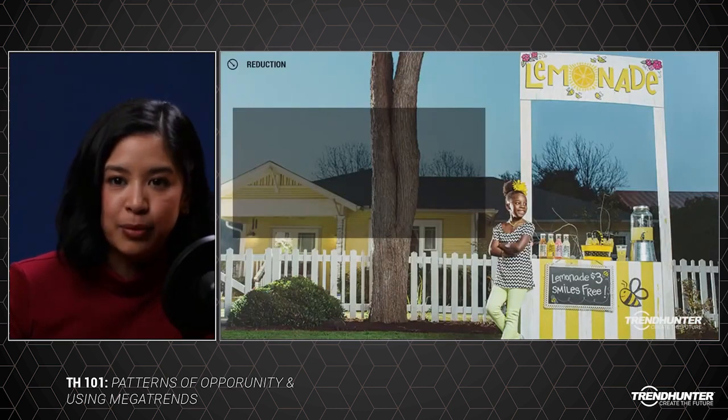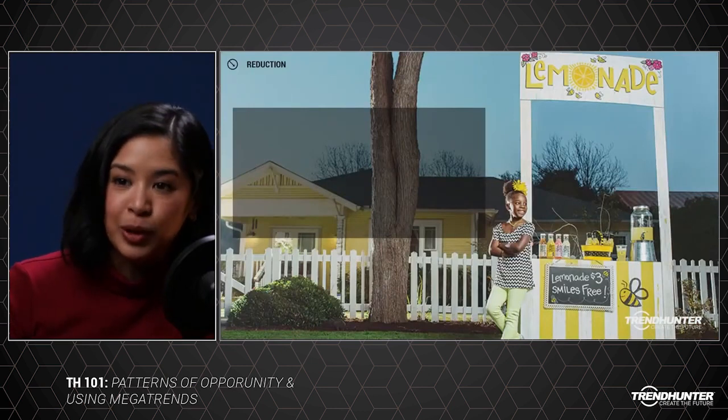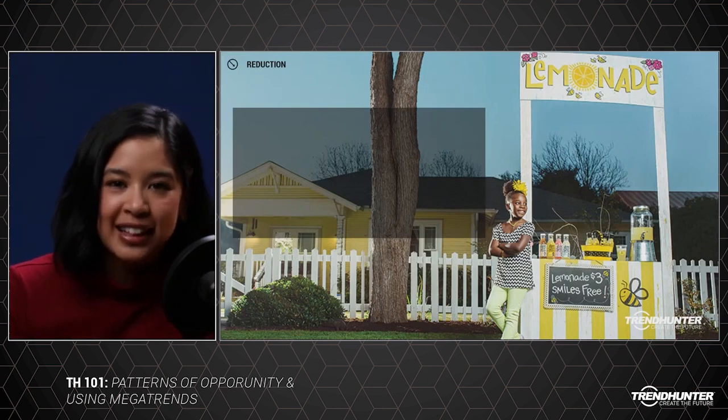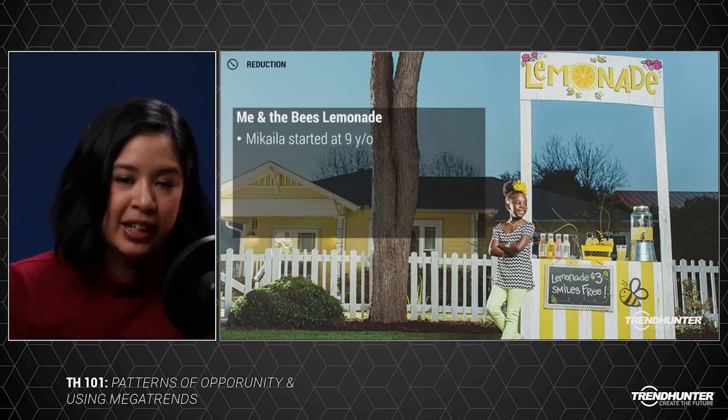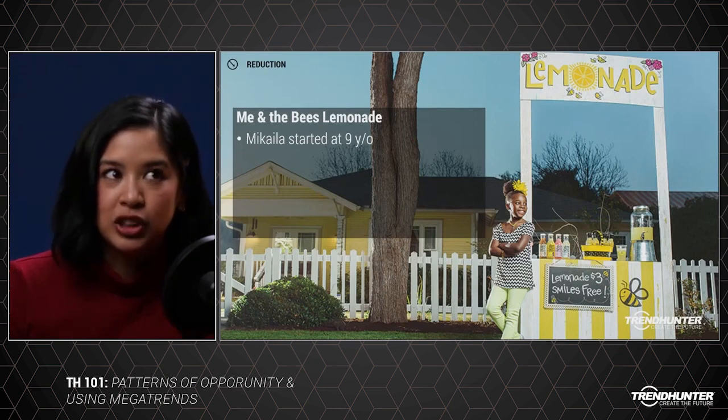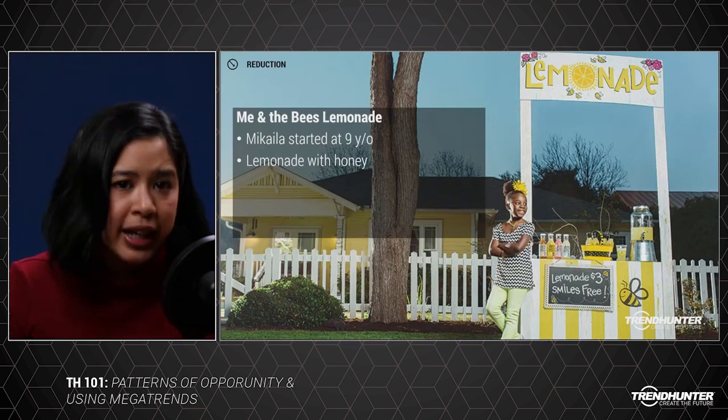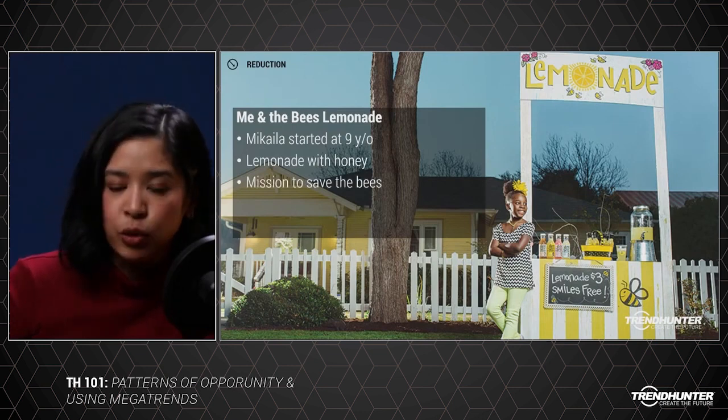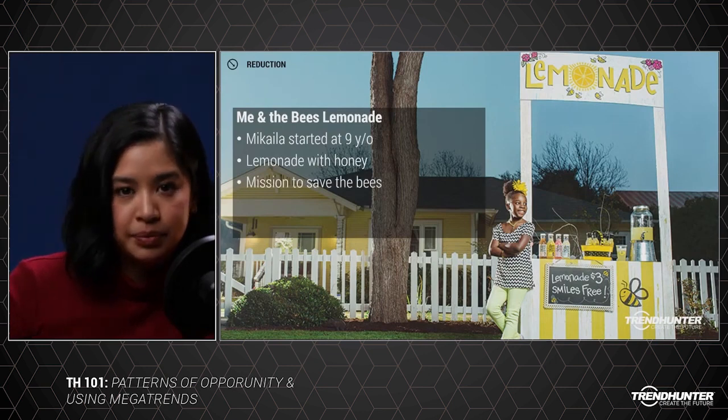One awesome example of this is Michaela Ulmer. This is an actual photo of Michaela on your screen. This is not a stock photo. She started Me and the Bees Lemonade when she was just 9 years old. I believe she's a junior in high school now. And it was such a simple concept. Lemonade sweetened with honey with a mission to save the bees.